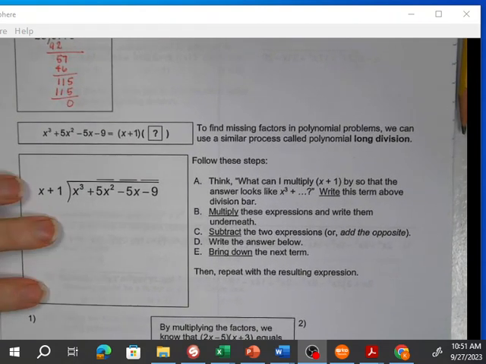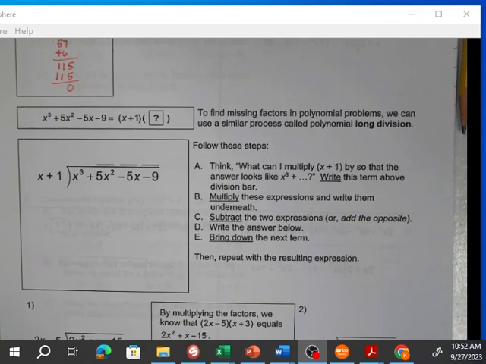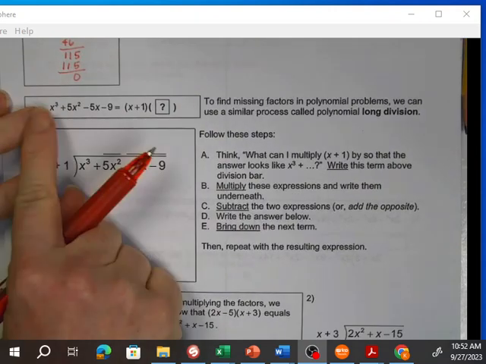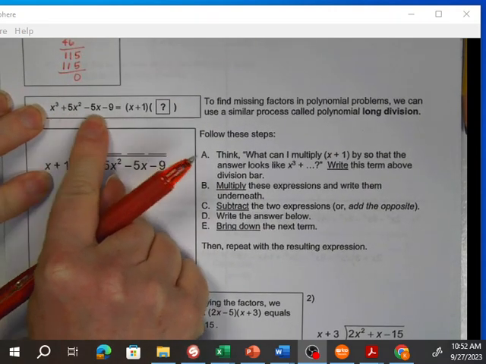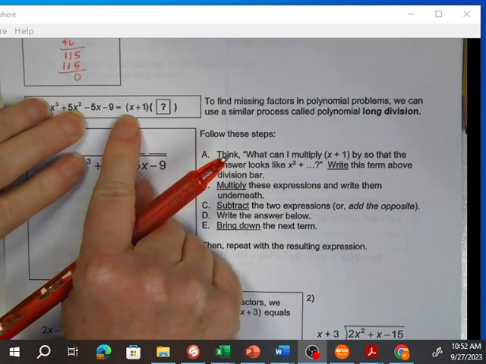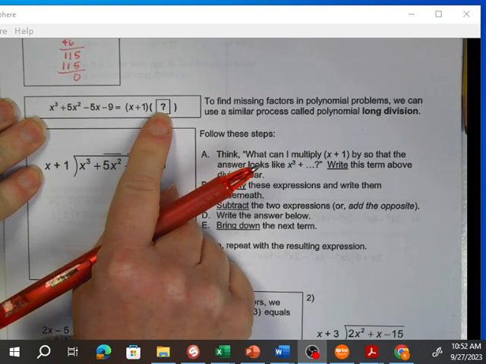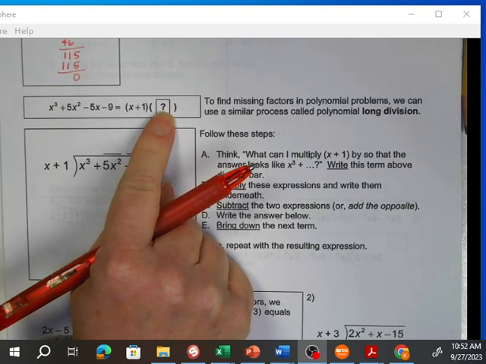So to find missing factors in a polynomial problem, we're going to do the exact same thing. It's called polynomial long division because we're long dividing polynomials. In this case, they gave me this cubic function, x cubed plus 5x squared minus 5x minus 9. And I know one of the factors, x plus 1. I need the other factor. So I'm going to divide in order to find it.